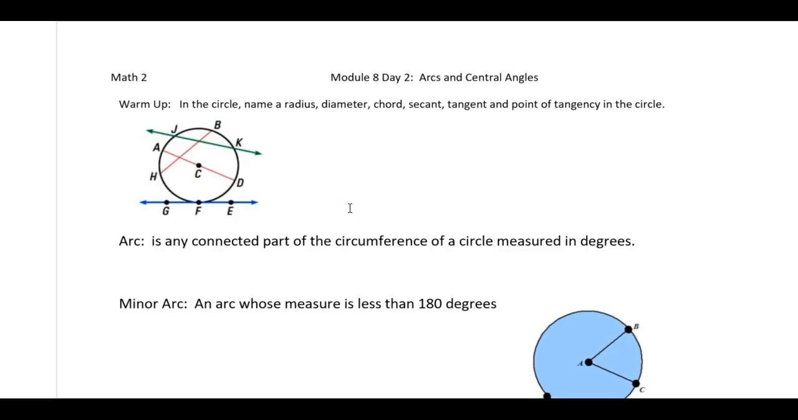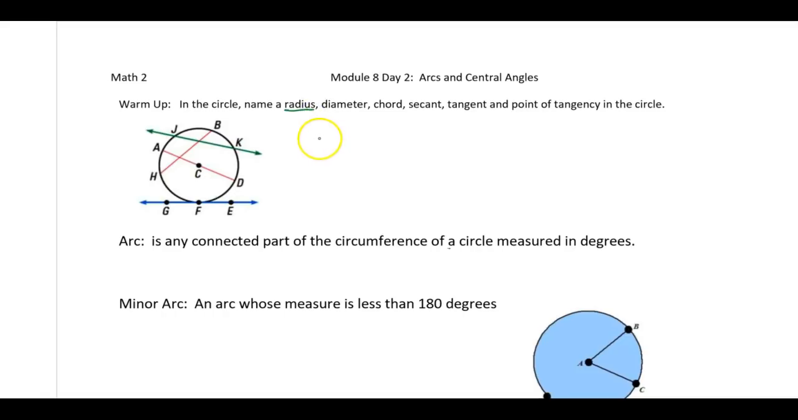Hello, Math 2. This is day 2 of Module 8. Today we're going to talk about arcs of a circle and central angles. A little warm-up here, naming all the different parts and different lines, segments, and rays we can see in a circle is what we're going to start with.